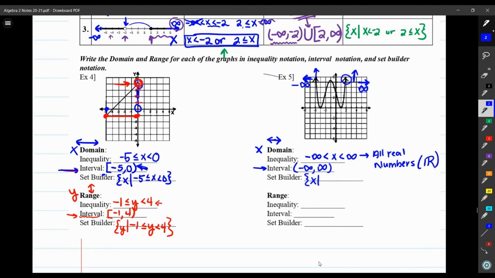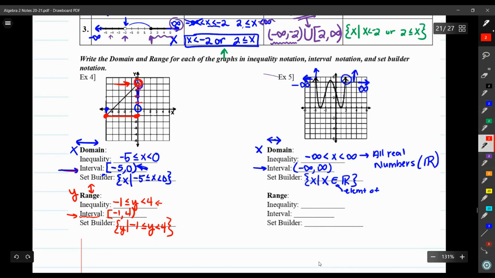So we say x such that x, and then we do a little e. What this means is an element of. So x such that x is an element of the all real numbers. There are sets of numbers, and all real numbers is a set. So the way we read this is the set of x's such that x is an element of the all real numbers. When you have infinities on both ends, your domain or range is all real numbers.